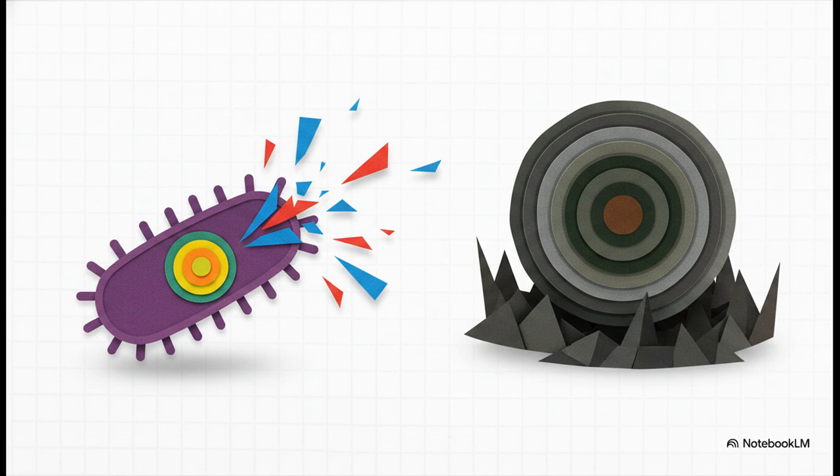Many bacteria carry around plasmids. These are small circular fragments of DNA entirely separate from their main chromosome. And get this, these plasmids often contain the exact genes needed to neutralize the very antibiotics we use to fight them. It's a real game changer.